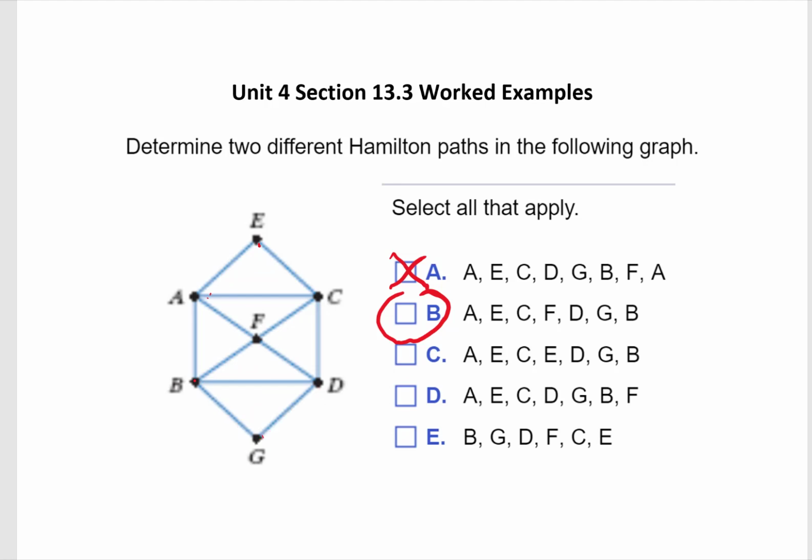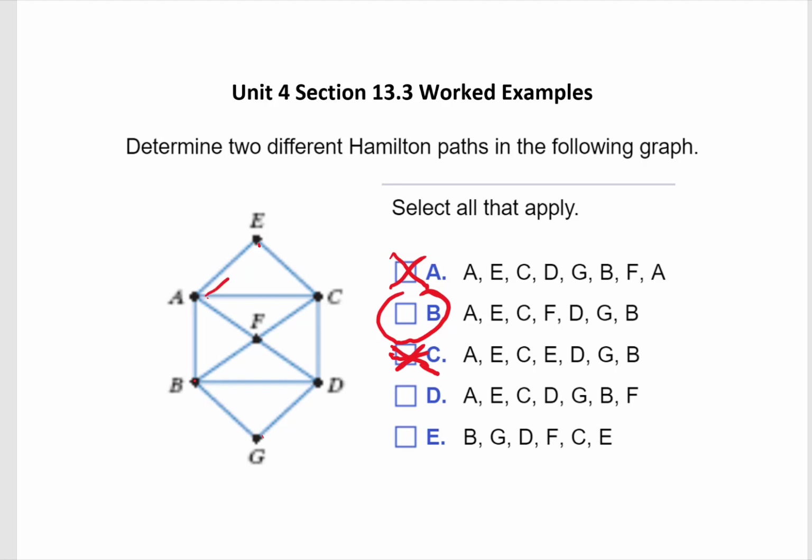So let's try C. So C says start at A and go to E, then go to C, and then it says go back to E, which doesn't make any sense because we're hitting vertex E 2 times, so that's not the correct answer. So we can eliminate C, cross out C, and let's try D.